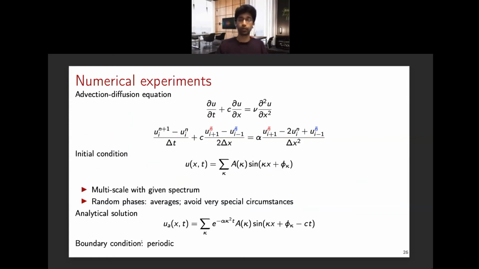Before we go ahead and show you the results on numerical properties, I want to quickly do a simple numerical experiment using a simple linear advection diffusion equation. We use second order accurate schemes for space and first order Euler in time. We use a combination of sine waves as our initial condition. This equation, for periodic boundary conditions, has a simple analytical solution that is given here. We use this analytical solution to compute the error in the simulation.